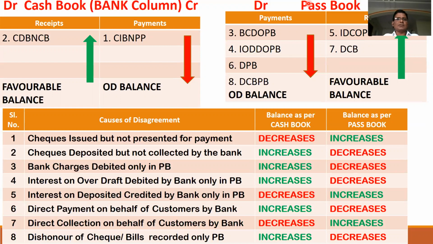So this is very, very important. This you have to understand. Check issued, cash book credited, cash book decreases. Checks deposited, debit in cash book, increases. Bank charges debited only in passbook, passbook decreases. Interest on overdraft, debit in passbook, passbook decreases. Direct payment by the banker, passbook decreases. Checks with dishonor, passbook decreases. Interest on deposits credited only in passbook, passbook increases. Direct collection by the bank, credit in passbook, passbook increases. This you have to understand.